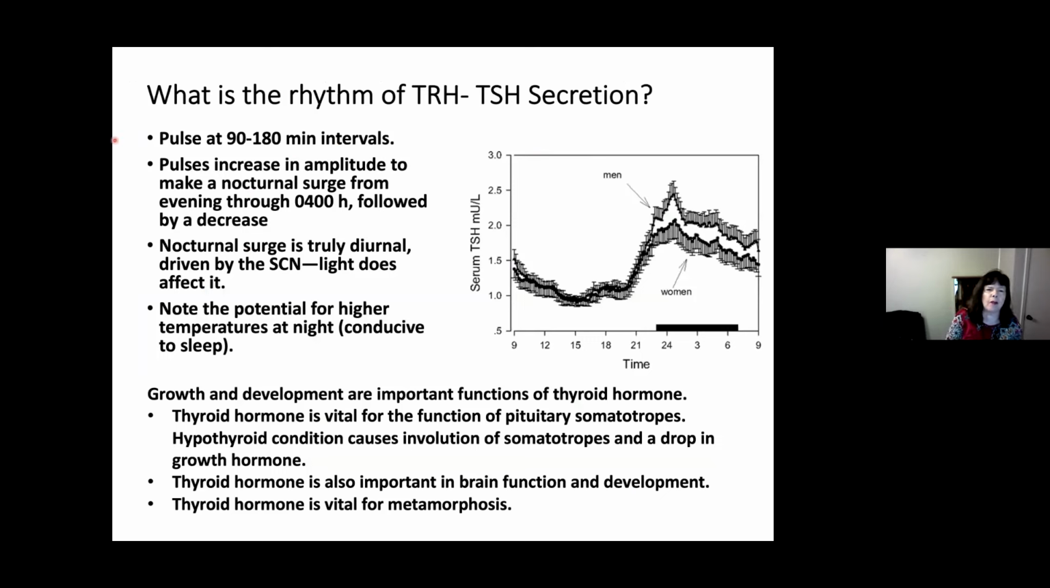Now, all the hormones I've been telling you about have rhythms, diurnal or circadian. In the case of TSH and TRH, they work together. It is diurnal. That means that light affects it. And so normally you'll get pulses at 90 to 180 minute intervals. You'll have a big pulse. However, as you approach nighttime, and here's nighttime, right here, here's midnight, you're going to get more and more and more pulses out.